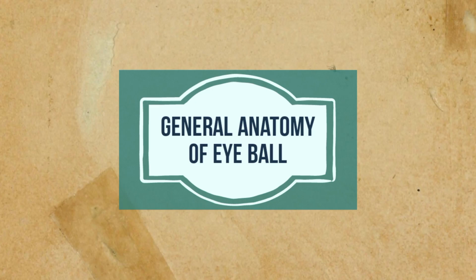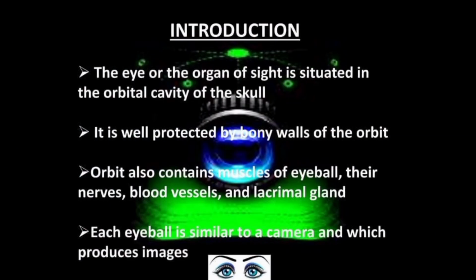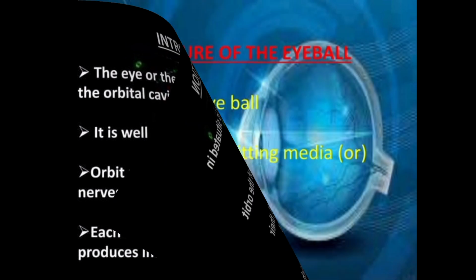General anatomy of the eyeball. Introduction. The eye, or the organ of sight, is situated in the orbital cavity of the skull. It is well protected by bony walls of the orbit. The orbit also contains muscles of the eyeball, their nerves, blood vessels, and lacrimal gland. Each eyeball is similar to a camera, which produces images.